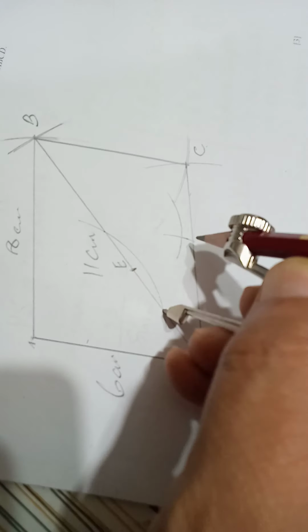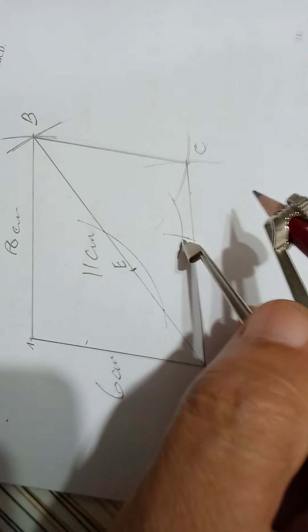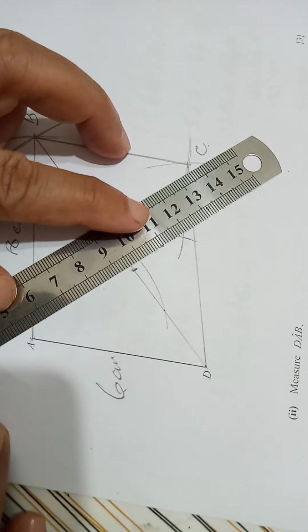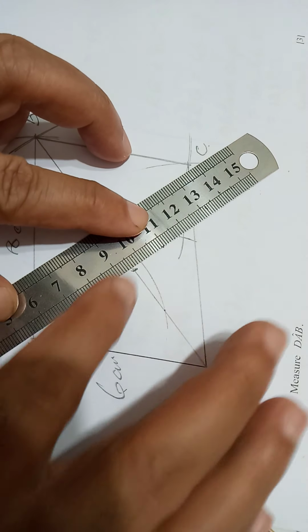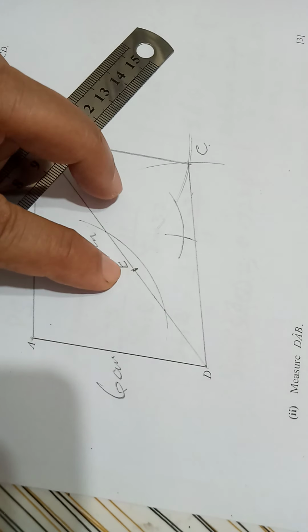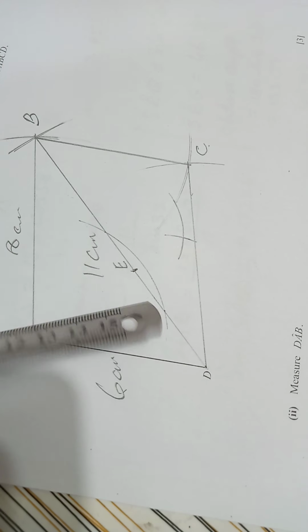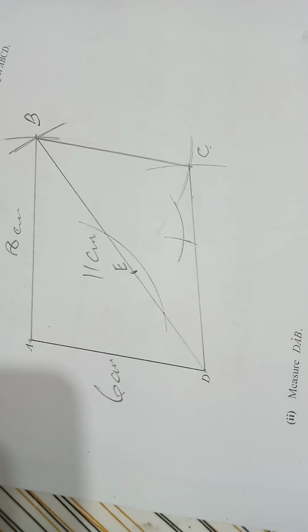One arc is this one, and the other you will mark from this point. So put your scale on point A and the point where both the arcs meet. So your point will be E, you can see at the line BD. Now measure this distance AE, so this will become 4.2 or 4.3 centimeters.